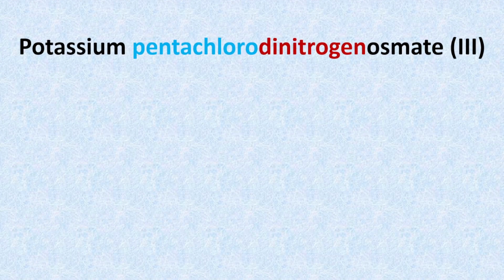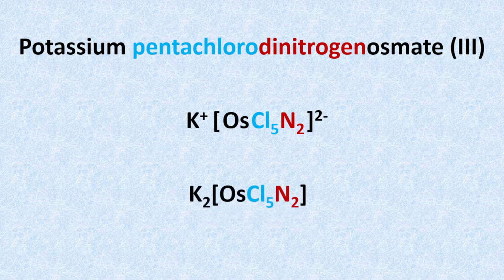This complex has 5 chloride ligands, 1 nitrogen ligand and 1 osmate. Dinitrogen is neutral and chloride has a -1 charge. Osmium is in +3 oxidation state, so the coordination sphere will acquire 2 negative charges. And there is a potassium outside the coordination sphere. Balance it to get the final chemical formula.